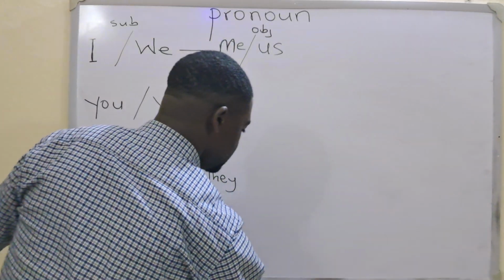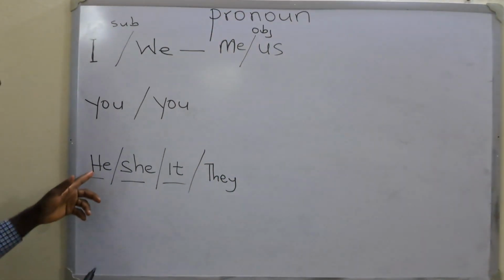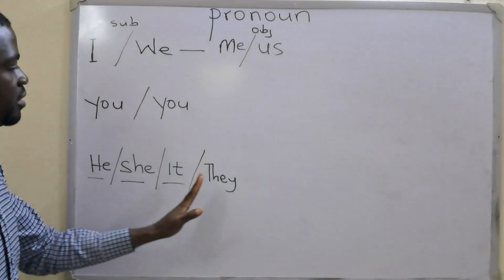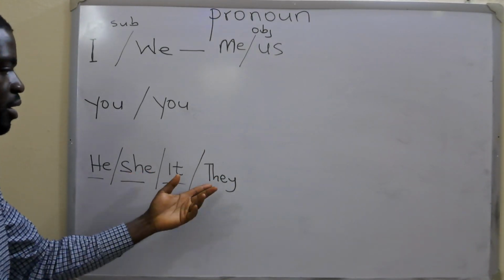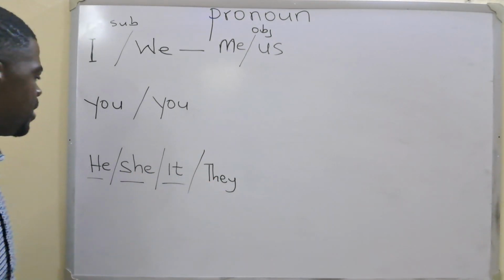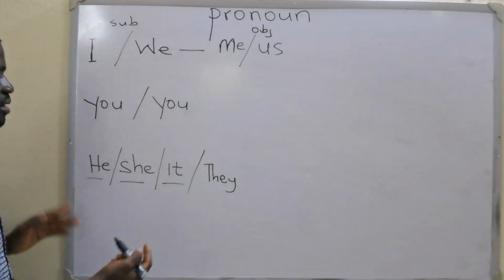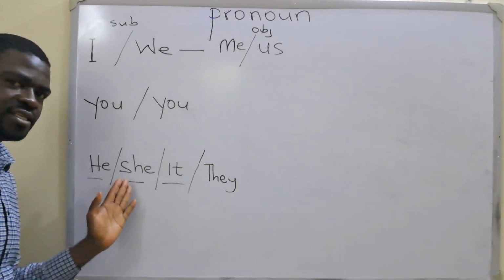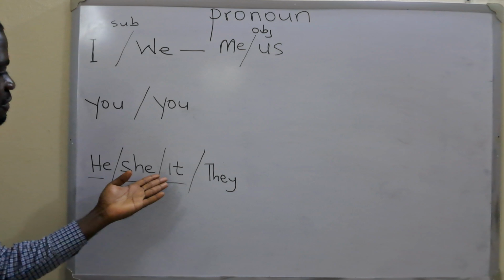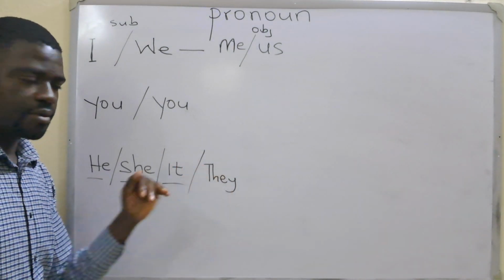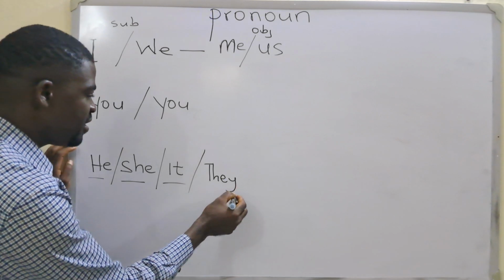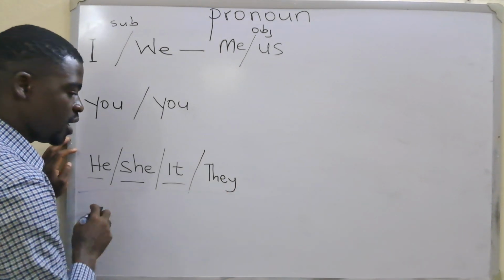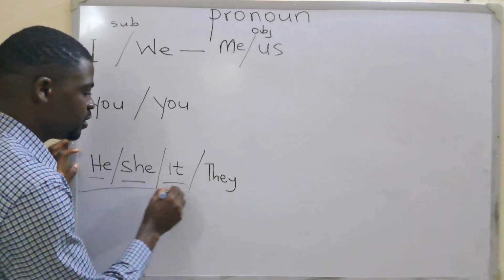How about he, she, it? This is the singular position. If you have plural of this, you have they. If you have a lot of he's, they. A lot of she's, they. A lot of it's, they. This is the plural form. Then you have this in the subject position as well. This occurs in the subject position.